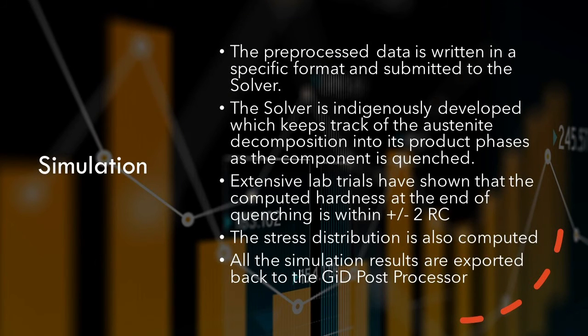The pre-processed data is written in a specific format and submitted to the solver. The solver is indigenously developed, which keeps track of the austenite decomposition into its product phases as the component is quenched. Extensive lab trials have shown that the computed hardness at the end of the quenching period is within plus or minus 2 HRC. The stress distribution is also computed. All the simulation results are then exported back to the JIT post-processor.